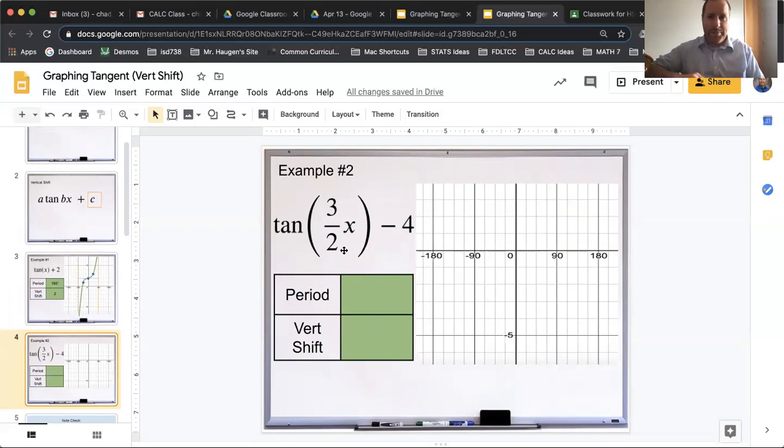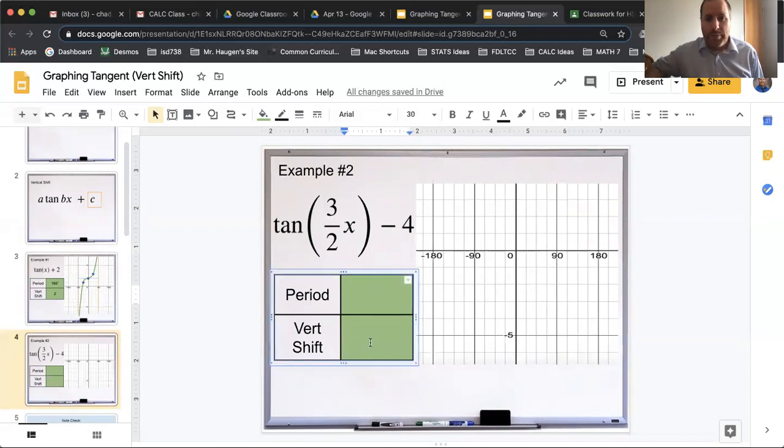Here, second example, if this is making sense to you, you want to jump right into the assignment, you can. Here, I'm just going to go over this example as well. The vertical shift, I'm actually going to grab that one right away because that's pretty quick, just -4.